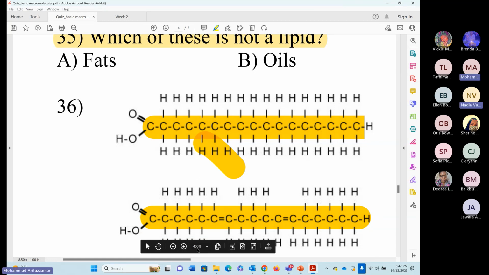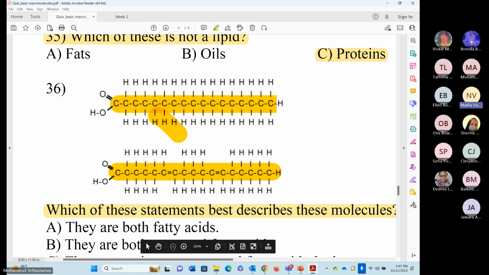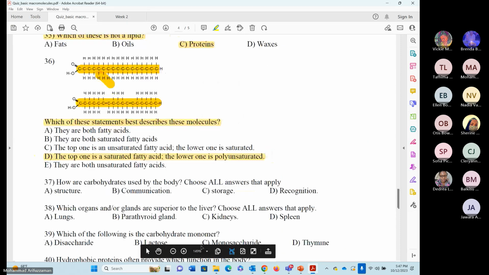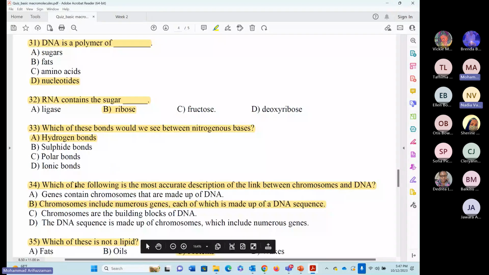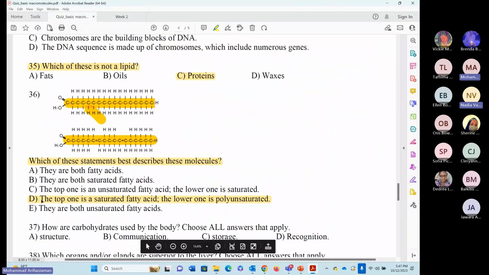So the correct answer is D. The top one is saturated fatty acids, and the lower one is polyunsaturated fatty acids.